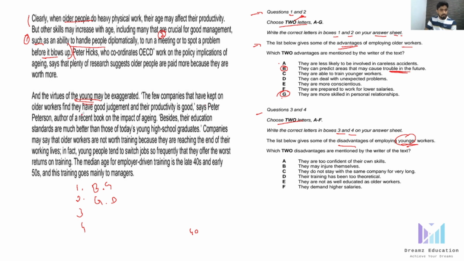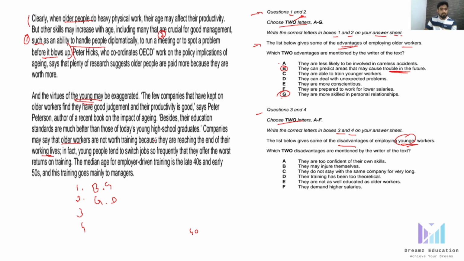The few companies that have kept older workers, that is older workers, author of the recent book Impact of Aging. Besides, their education standards are much better than that of today's young high school graduates. Companies may say that older workers are not worth training because they are reaching the end of their working lives. In fact, young people tend to switch jobs more frequently, so they offer the worst returns on training. The median age of employer-driven training is in the late 40s and early 50s, and this training goes mainly to managers.